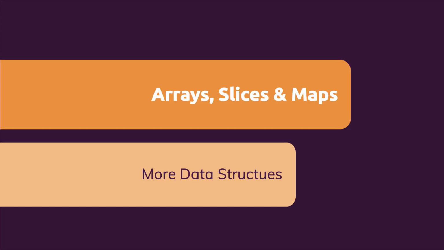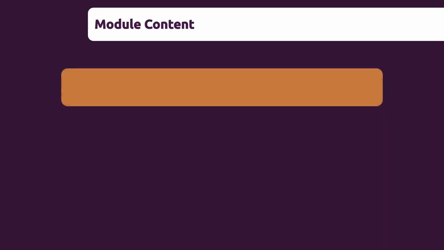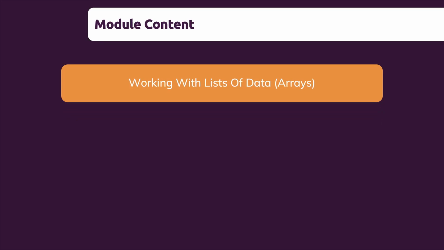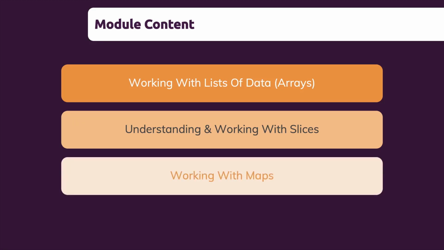And for that, in this course section, we are going to start with diving into lists of data and how we can manage such lists with arrays. We are then going to learn how we can use slices to work with arrays in a more flexible way. And last but not least, we're also going to dive into maps, yet another data structure built into Go, which also has its place and purpose.